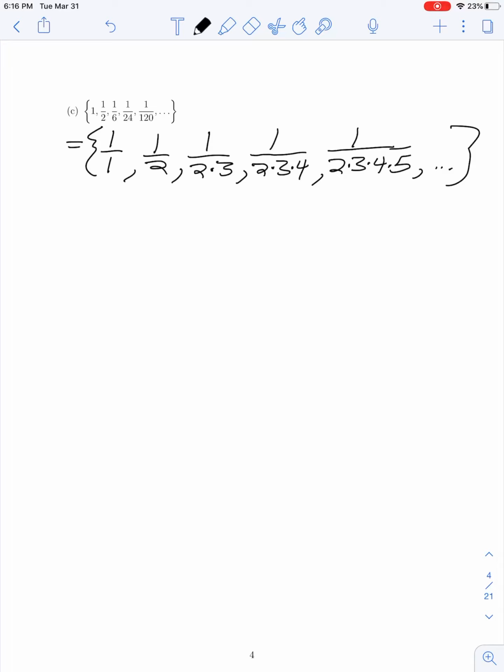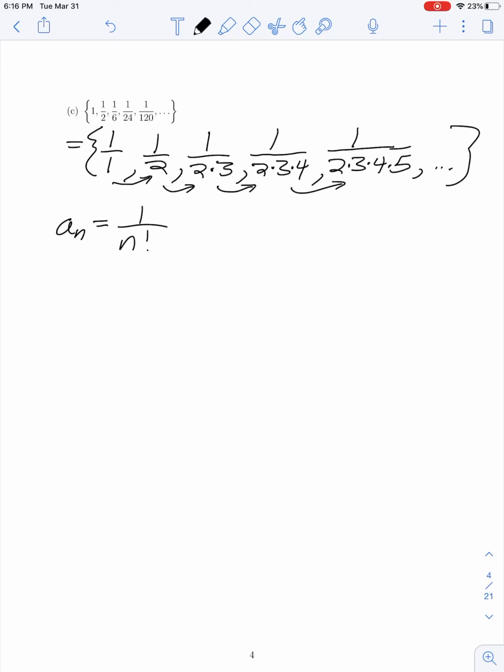So here, it looks like the general pattern that appears in our denominator is that to get the next term in our sequence, we're multiplying the previous one by the next highest integer. To go from 1 to 1/2, we multiplied our denominator by 2. To go from 1/2 to 1/6, we multiplied the denominator by 3. To go from 1/6 to 1 over 24, we multiplied by 4. And to go from 1 over 24 to 1 over 120, we multiply that denominator by 5.